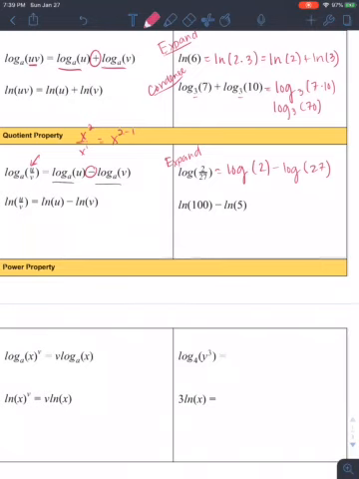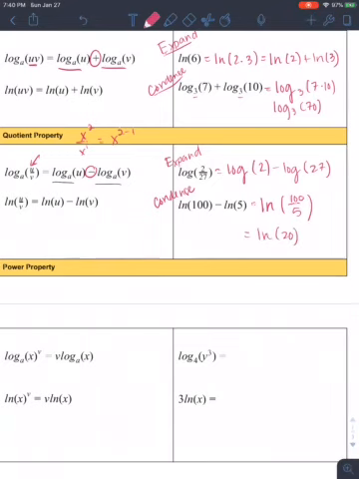Okay. The next one, we're going to condense. I have two logarithms, each having the same base. Then I can combine the inputs. So the ln of 100 over 5, which is the ln of 20.